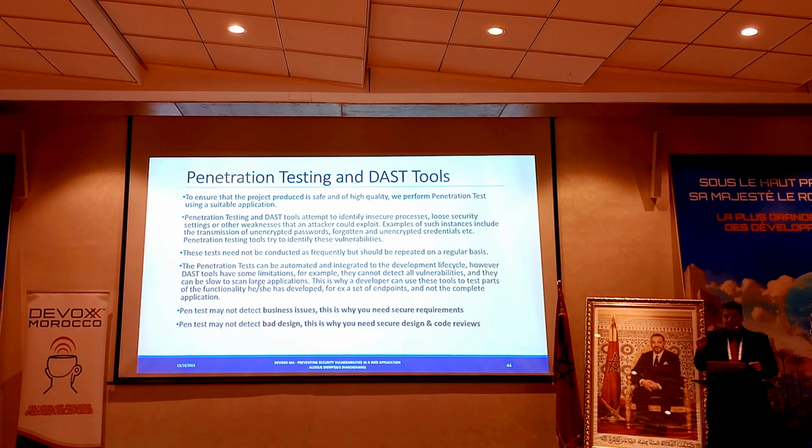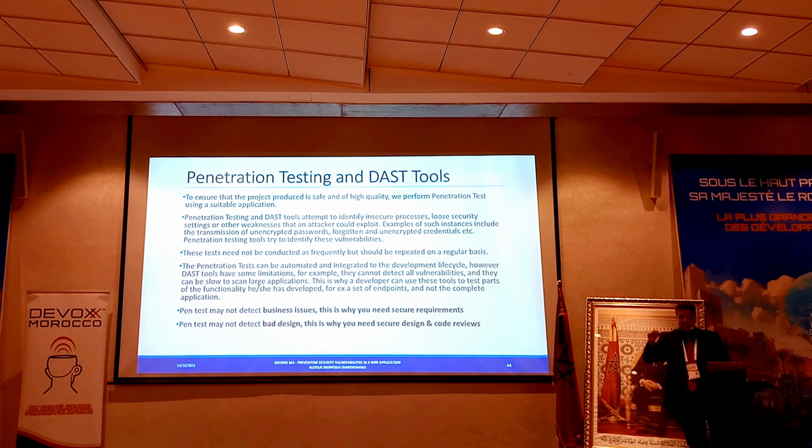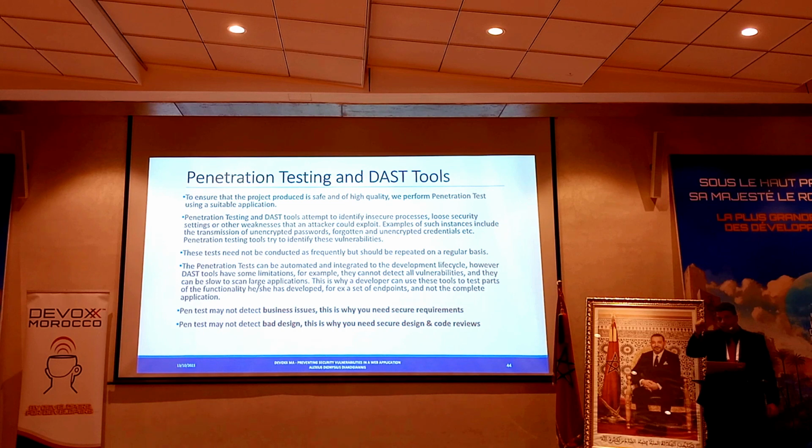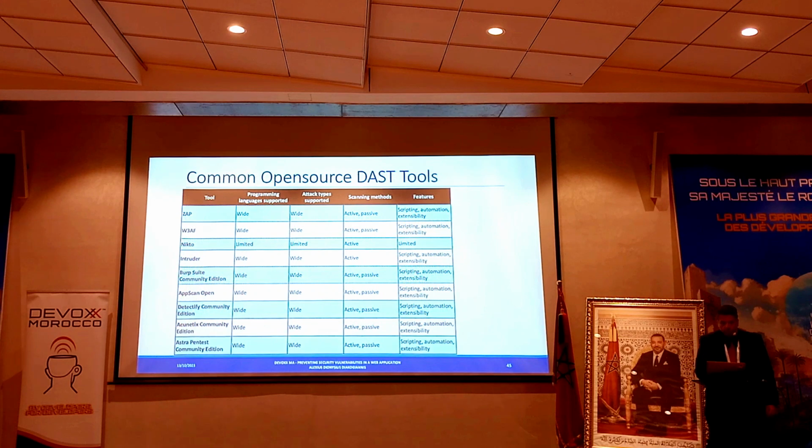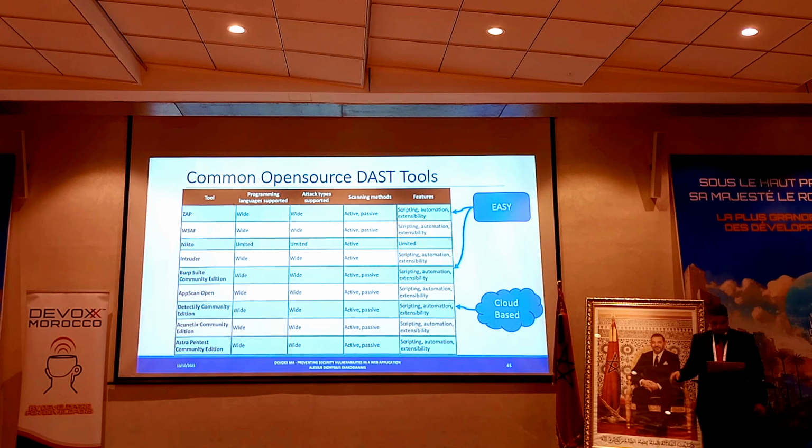What it doesn't do sometimes is detect business issues. For example, business decisions that you have made that actually pose a security threat. This is why we need secure requirements that we discussed in the beginning of this presentation. It also will not detect bad design because we need threat modeling for that. Again, photo opportunity. These are the common DAST tools. The easy ones are the ones that a developer can use: ZAP and Burp Suite.